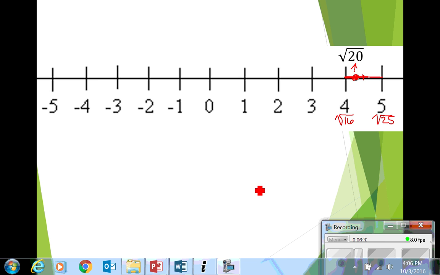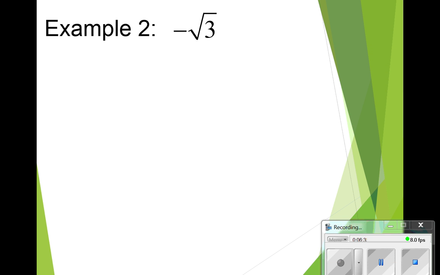For example 2, we have negative square root of 3. So if you look at your table, it starts with square root of 1, square root of 4, square root of 9, and we know the same thing is going to be on negatives, but square root of 3 would be between the square root of 1 and square root of 4. The only difference is we have the negative symbols in front.